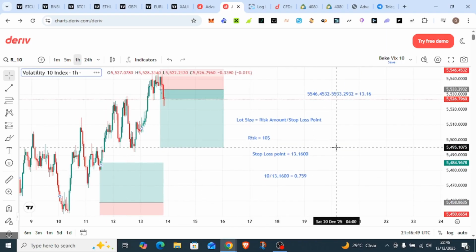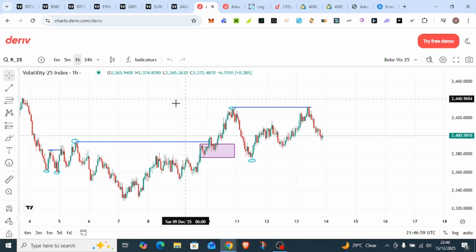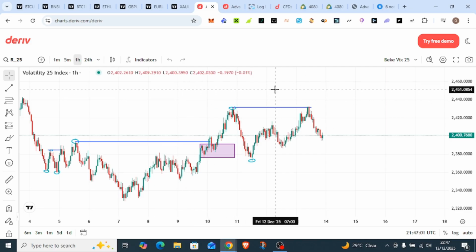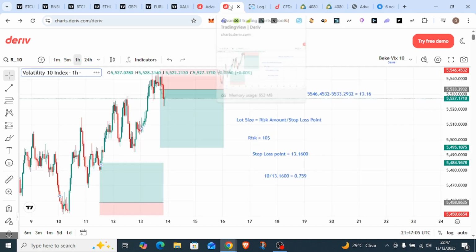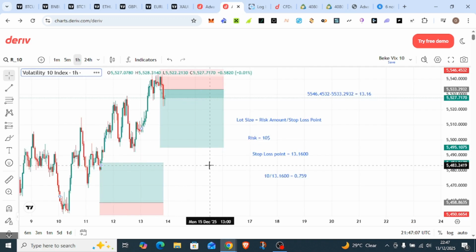You can also do this for VIX 25 and other synthetics. That's how to calculate it.